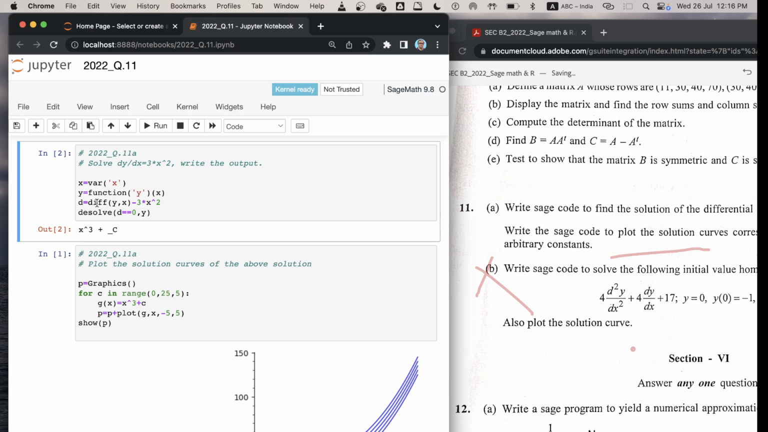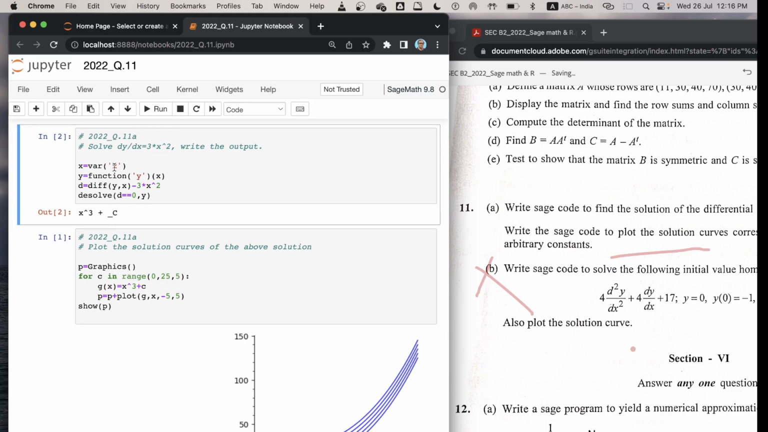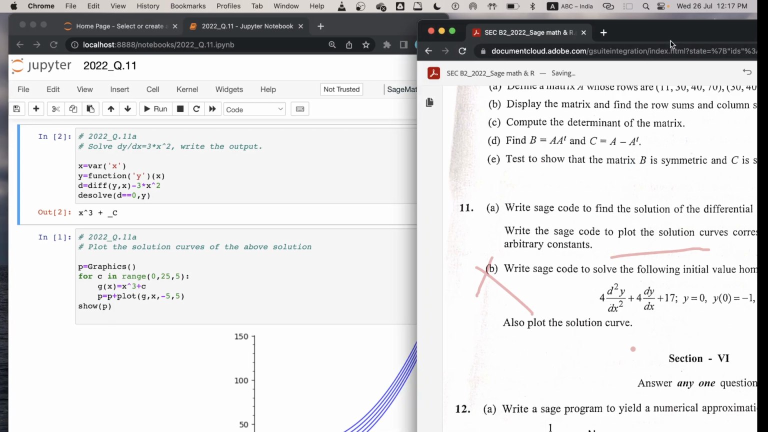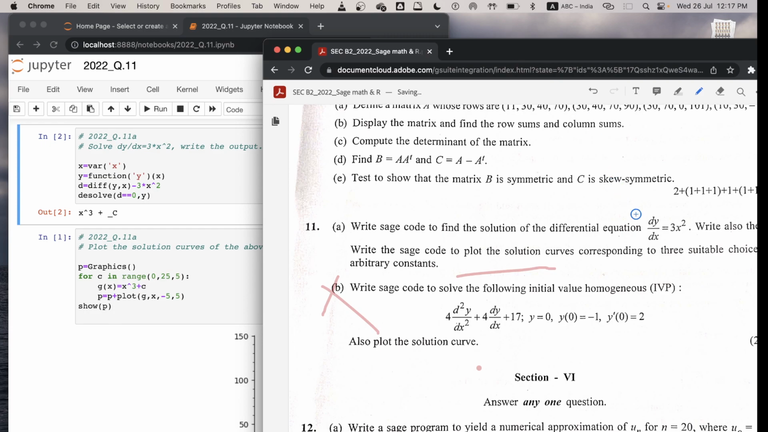First, we define x as a variable and y as a function of x. y is the function of x, so we write the function y(x). D is the differential dy/dx. Differentiating y with respect to x gives dy/dx minus 3x squared. In the question paper, dy/dx equals 3x squared, so we write dy/dx minus 3x squared equal to 0.